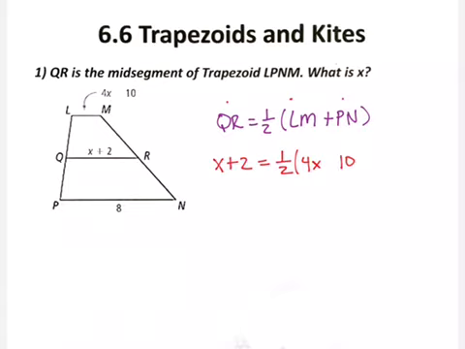Oop, that should be minus 10. 4x minus 10. So we have minus 10 there. And then we've got plus 8 for PN. And so now we just want to solve this.